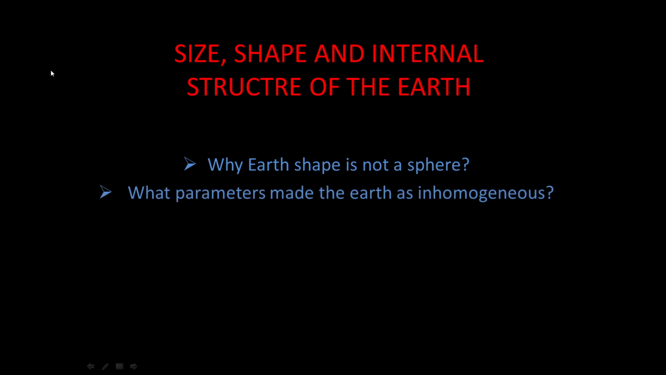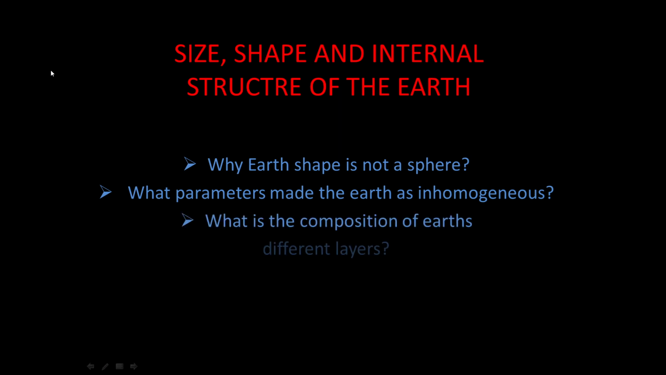And the second question is, as we are thinking, the earth is not a homogeneous body. That means it doesn't look the same as on the surface if we go into the deeper layers. So on what parameters is the earth inhomogeneous? We are going to look into that also. And the final is, what are the compositions of those different layers of the earth? Okay, let's start our video.